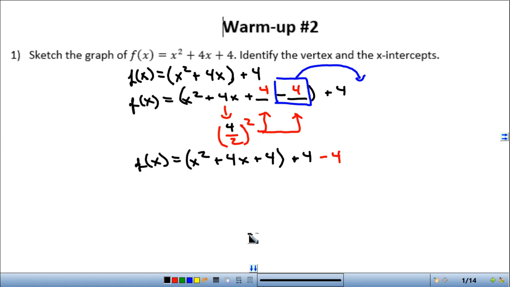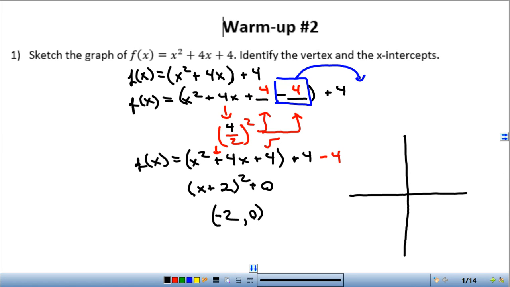Now, we're going to rewrite this as a square, and to do that, we're going to square root the last term, and we're going to take the sign of the middle term. So we have x plus square root of 4 is 2, quantity squared. And in this case, plus 0. So we have our vertex, which is, in this case, negative 2, 0.